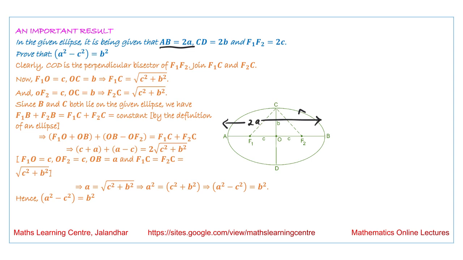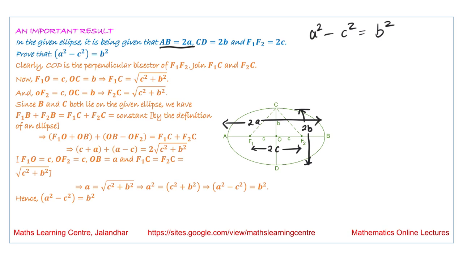CD is equal to 2b. This length we have is 2b. F1F2 is equal to 2c. We have to prove that a square minus c square is equal to b square.